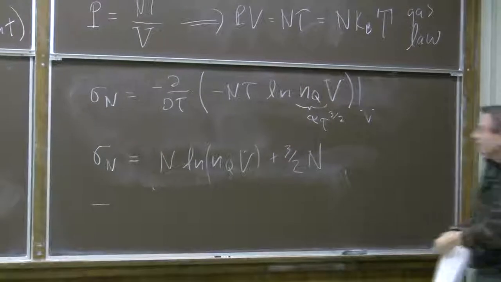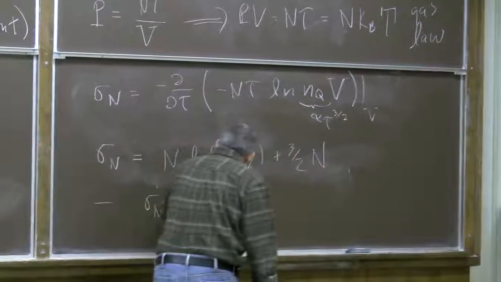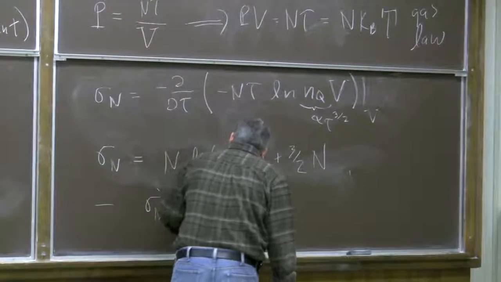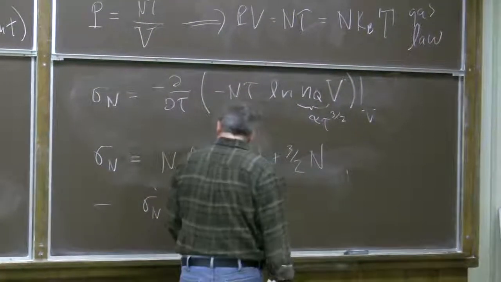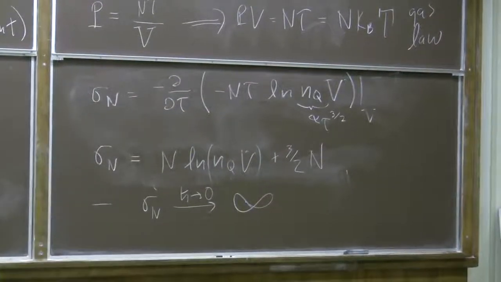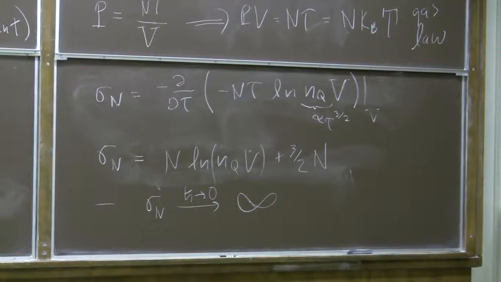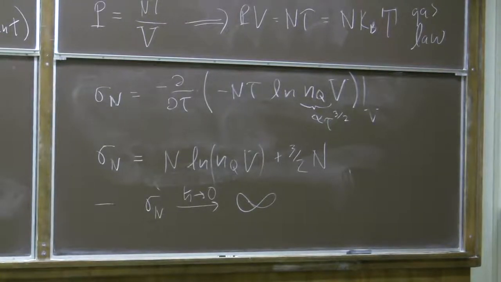So as h bar goes to 0, which we normally think of as the limit of classical behavior, it blows up. It goes to infinity. Well, in a way that kind of makes sense, because for us the entropy was obtained by counting states.